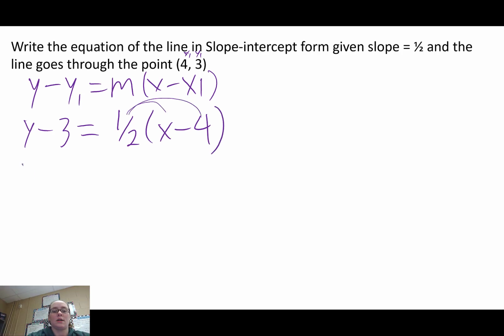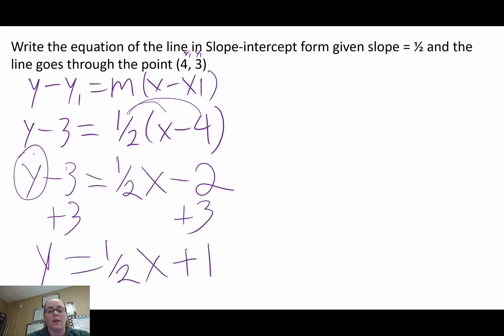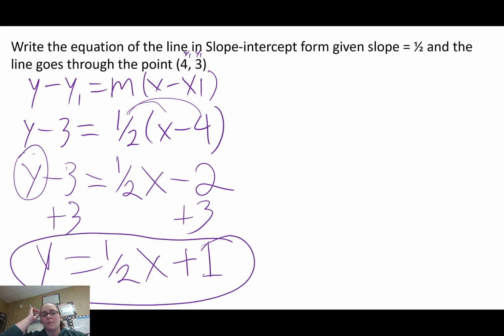Distribute, and I get y minus 3 is going to equal 1/2 x minus 2. Add 3 to both sides, because we're trying to isolate that x. Or sorry, isolate y, so we get y is equal to 1/2 x plus 1. All right.